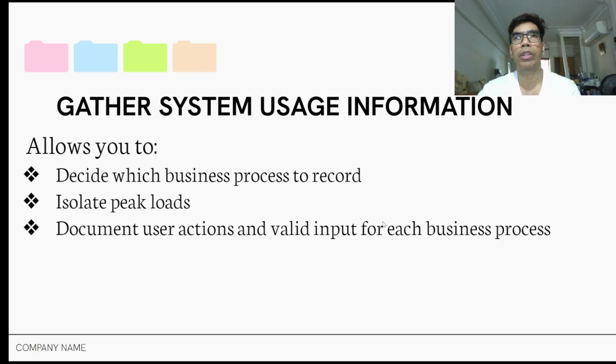Then document user actions. From the business process, you need to list down what the user's actions on the system will be. For example, they selected the date, then they selected seats, or they don't want to select a seat, or they don't want to select insurance. You need to document all those user actions.